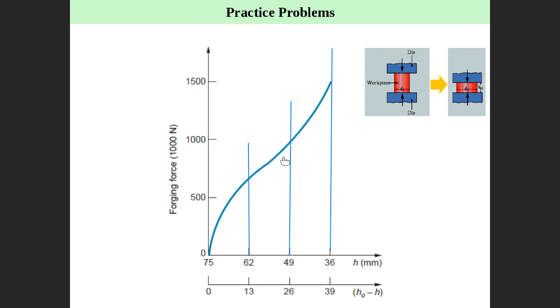At 49, strain is getting bigger. From 75 to 49, strain getting bigger. When you get a bigger strain, you get bigger force and bigger flow stress. When you come to 36, this is a maximum. At the last point, you get a maximum. At 36, this is the highest strain and flow stress and force as well.